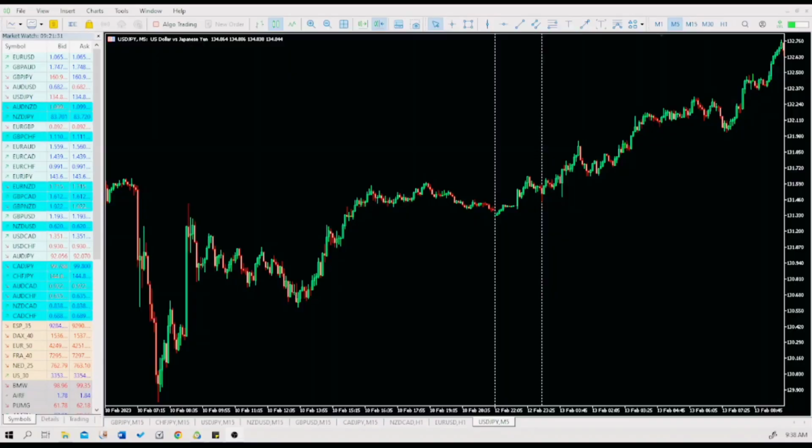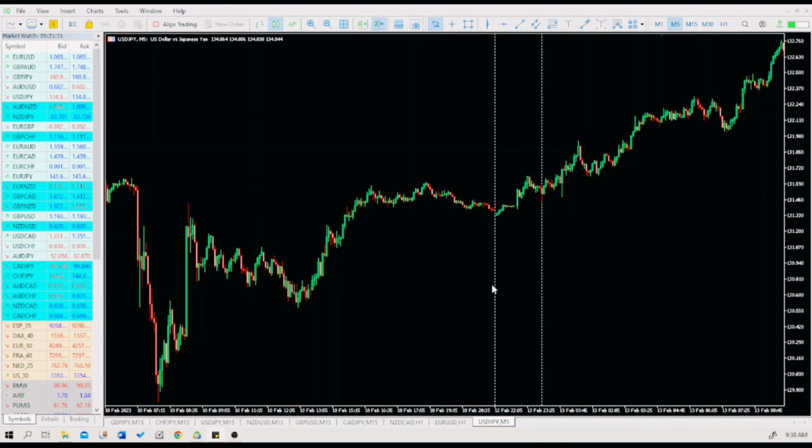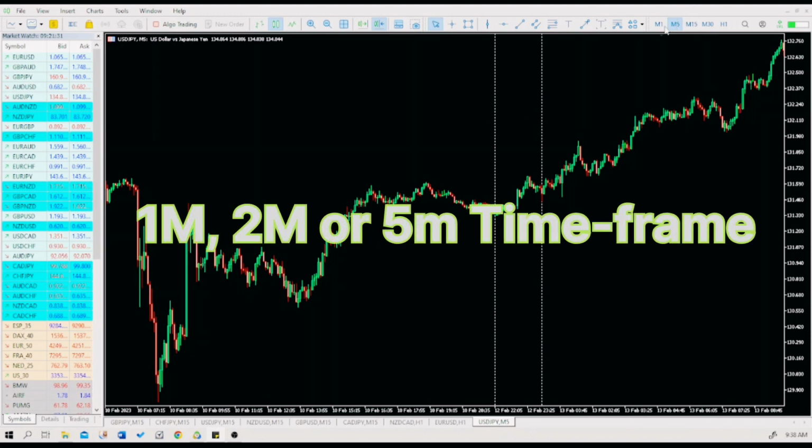So, what is scalping? Scalping means entering and exiting the market within a short period of time. It may be seconds or it may be minutes. Mostly scalping is done on the M5 time frame and the M1 time frame, because these are the shorter time frames. You can also use a 2 minutes time frame because you can customize your time frame. These are the defaults. I have 2 minutes here. You can just customize it anyhow you want.